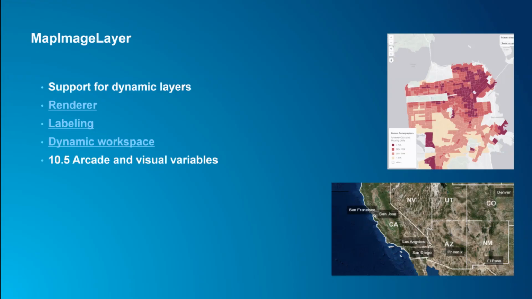All right. At 10.5, map service 10.5 also supports visual variables, so you can define smart mapping renderers in your renderers, and then they will be honored by the map image layer. So visual variables as well as Arcade expressions, labeling, Arcade expressions, all the renderers and so on.